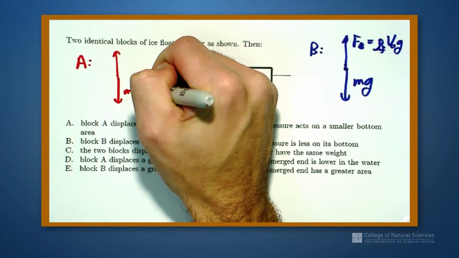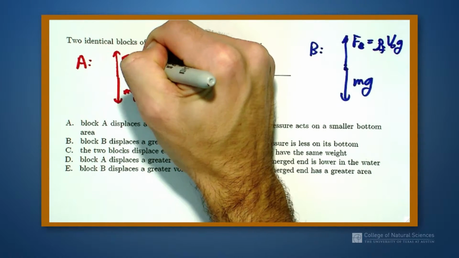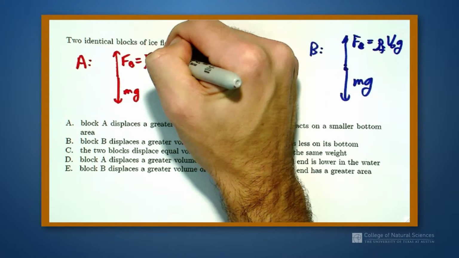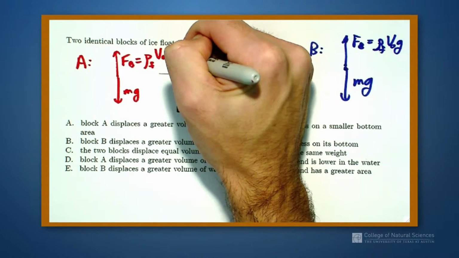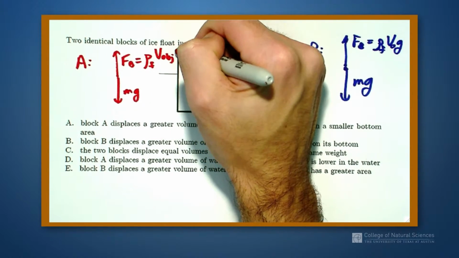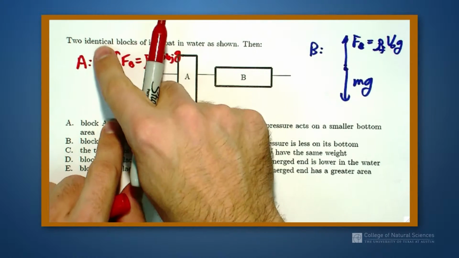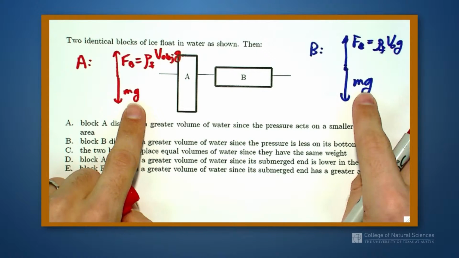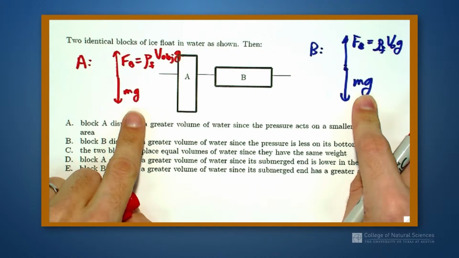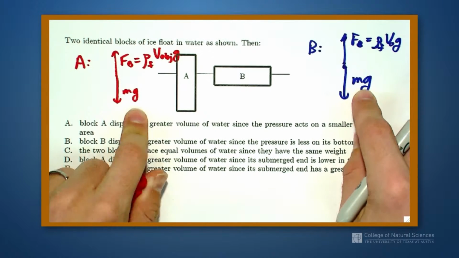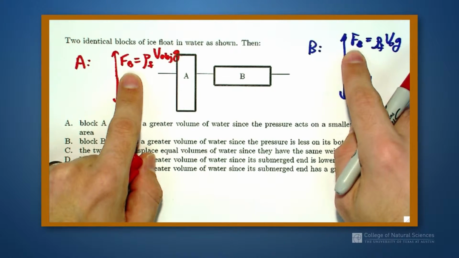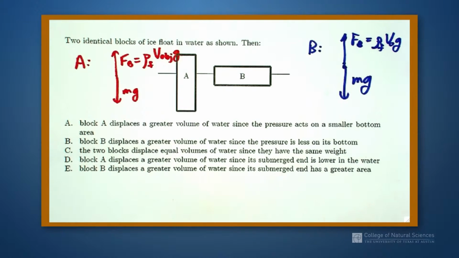I get a weight force down and a buoyancy force equaling the density of the fluid, volume of the object submerged, and g. So if they're identical blocks of ice, they have the same weight force. That means they have to have the same buoyancy force.